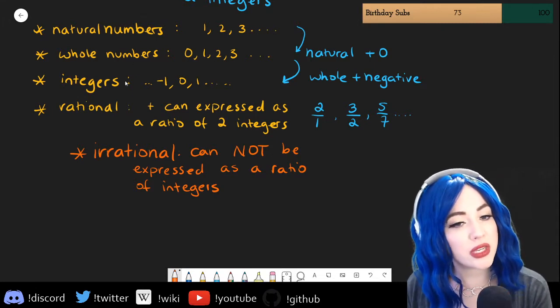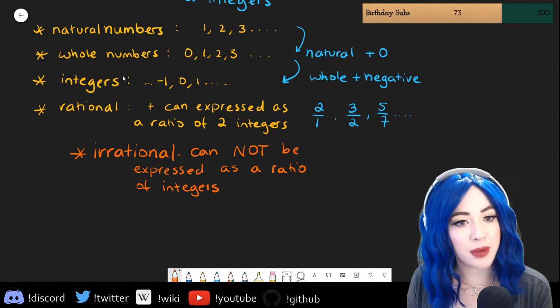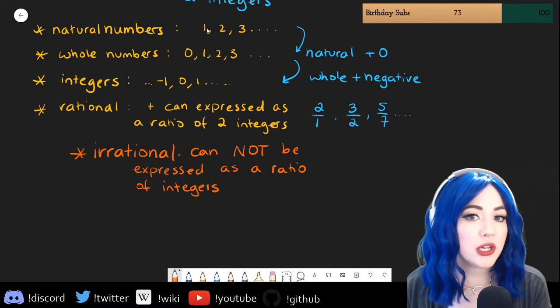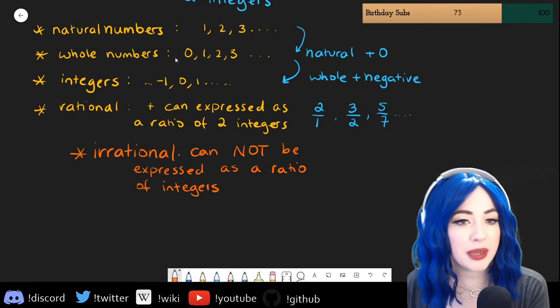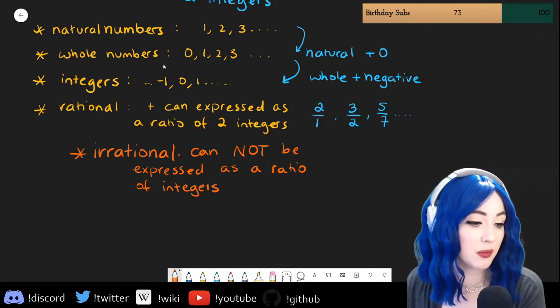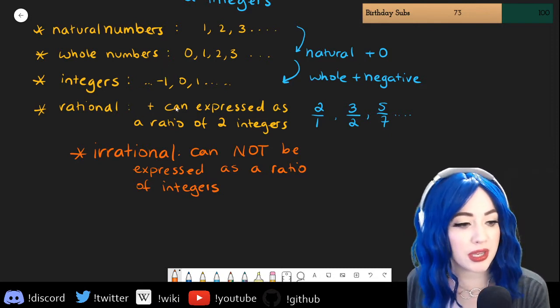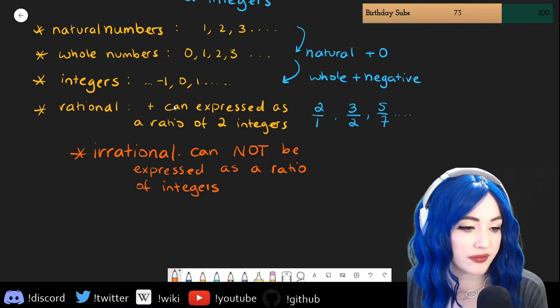As we move through each of these definitions, the range or the set of our numbers is getting larger. So here we just have 1 to infinity. But in our whole numbers, we start at 0. And in integers, now we're including all of the negative numbers as well. And a rational number can be expressed as a ratio of two integers.